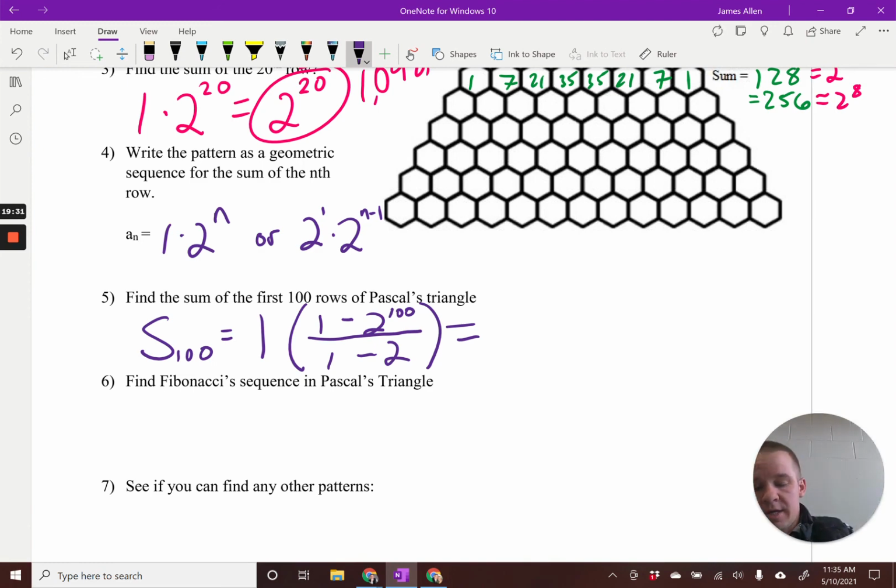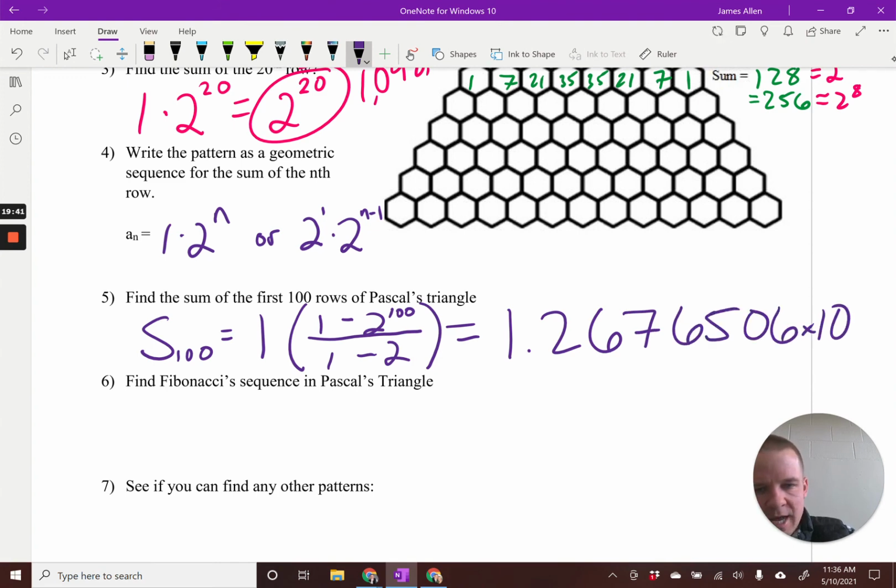And that is a hefty number. It's calculator time. Let's see here. I'd have 1.2676506 times 10 to the 30th. That's unfathomably large, right? I don't even have context for that. That's just a huge number.